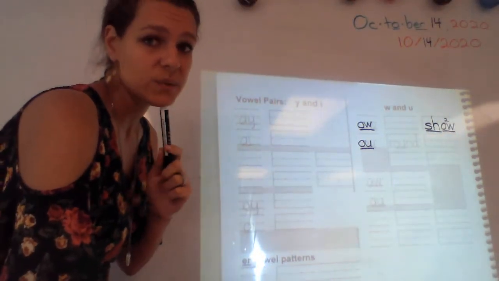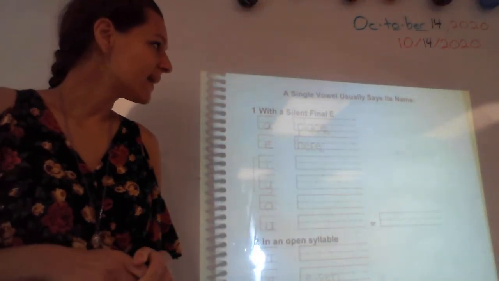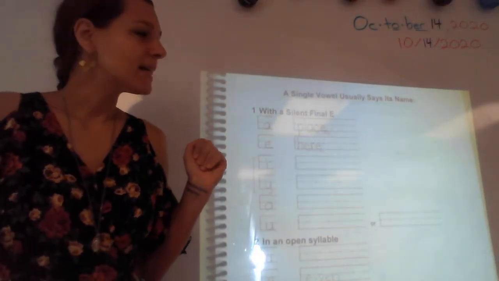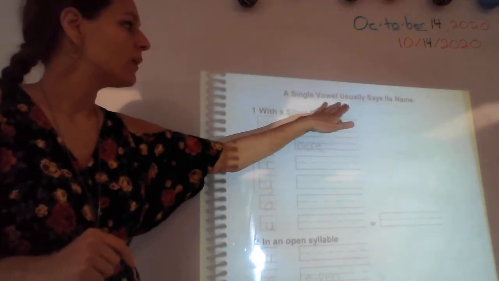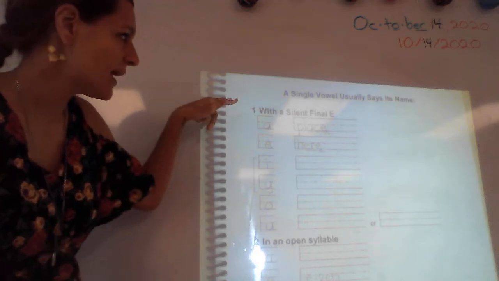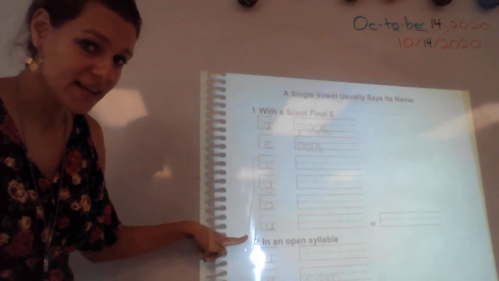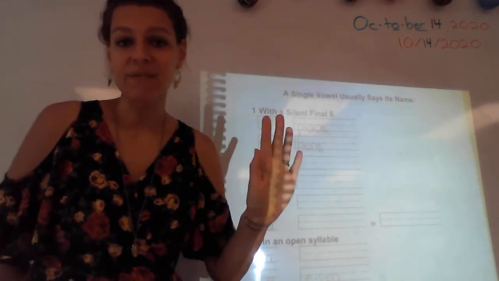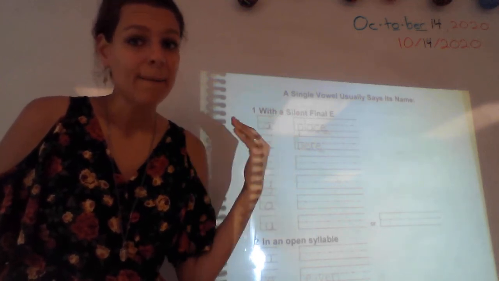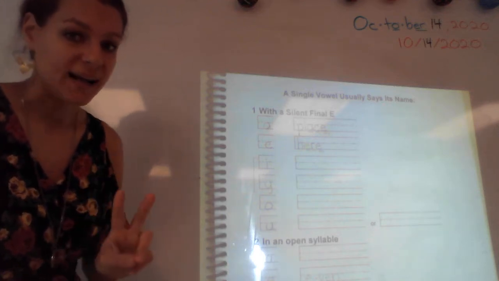All right, next let's go to page 11. All right, page 11, one of my favorites, the one that tells us the ways our single vowels can say their names. So a single vowel usually says its name. What's the most common way? Good, with a silent final E. What's the second way? Good, in an open syllable. And our third way is, it's not for all the vowels. Say it with me. I and O may say I and O when followed by 2 consonants.